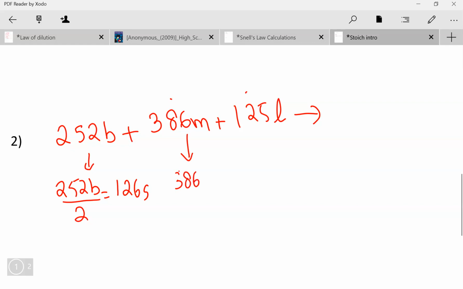386 slices of meat. Just using the meat, how many sandwiches can I make? 386 divided by 3 is 128.6. So we'll round that to 128 sandwiches because I can't have 0.6 of a sandwich.